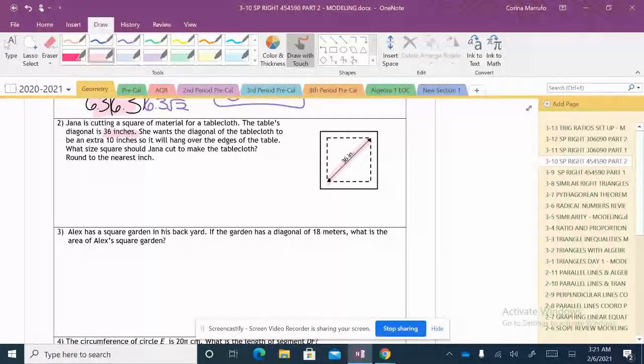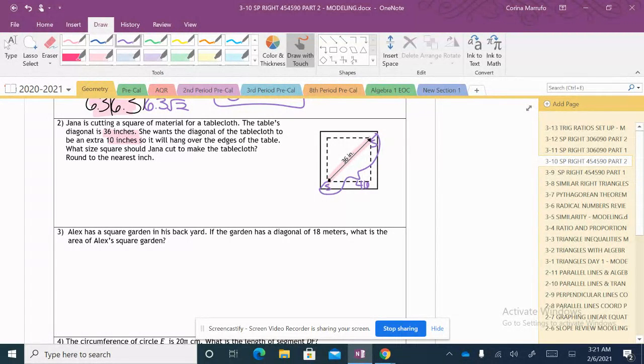But it says she's going to add an extra 10 inches. That means it's going to be 5 inches on this side and 5 inches on that side. That makes the diagonal 10 inches longer. So this entire diagonal from here all the way to here is 46. And then, what size square should Jana cut to make the tablecloth?